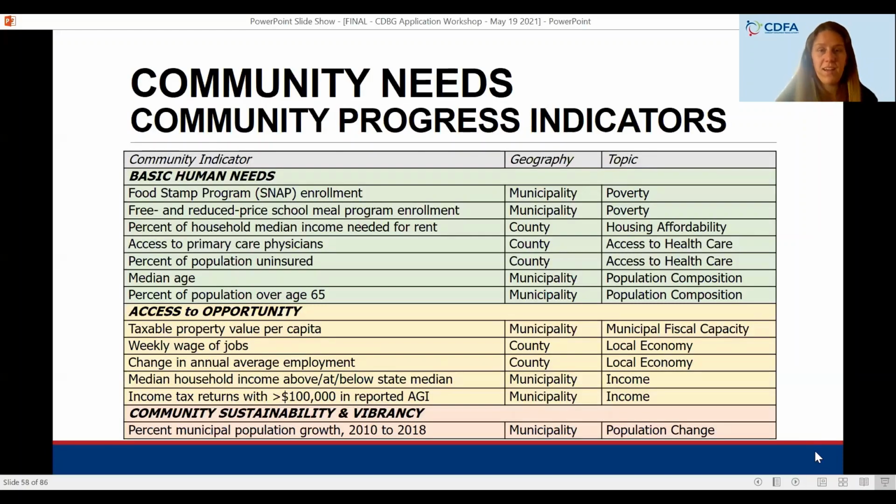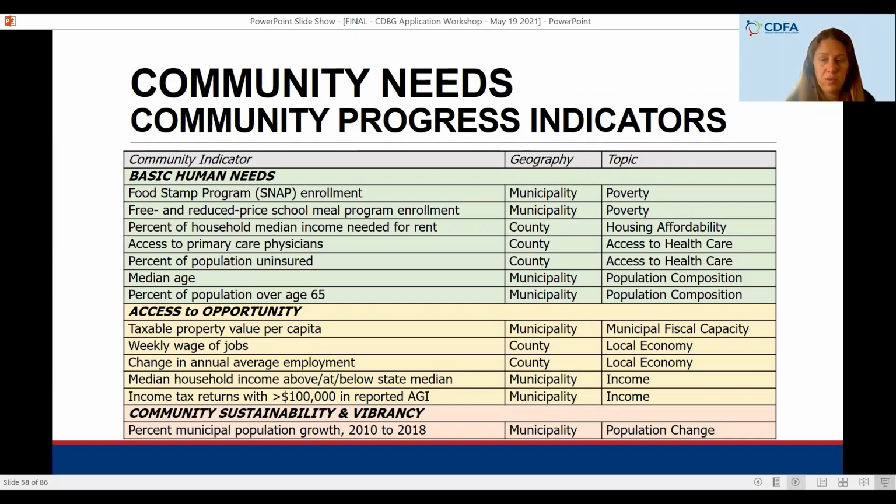Thank you, Melissa. The next step is to look at the various needs of the community. And to do so, we look at these criteria here, and these are actually all data-based. You can see that they are in 3 different areas. The first is basic human needs. So this is the people in the municipality that's applying for the funding. What are the number of people in that municipality that are, for instance, receiving the food stamp?